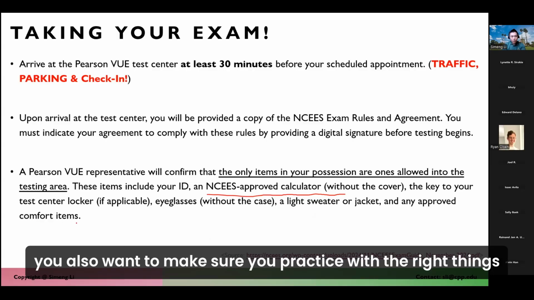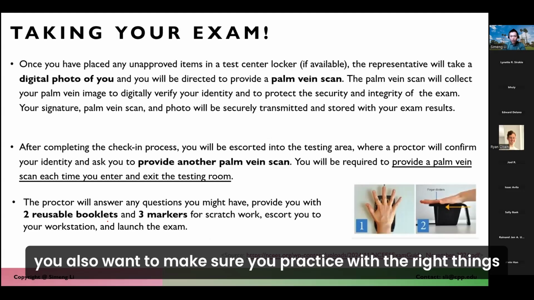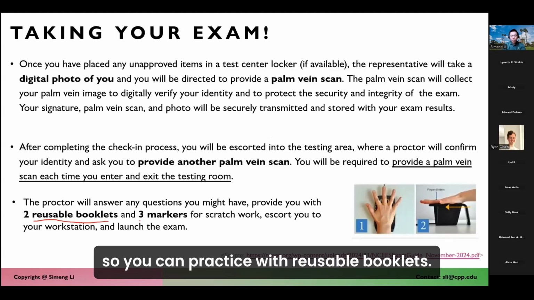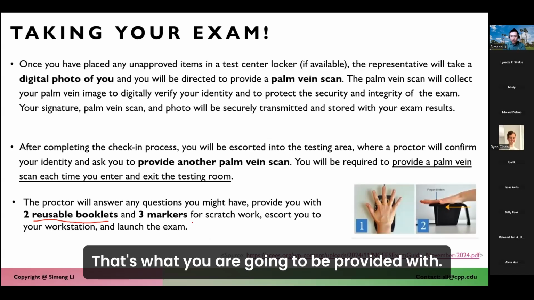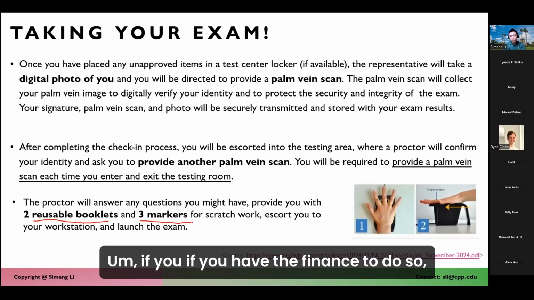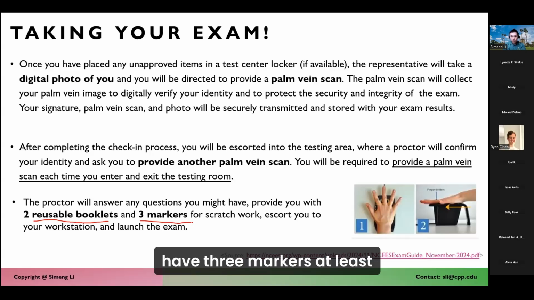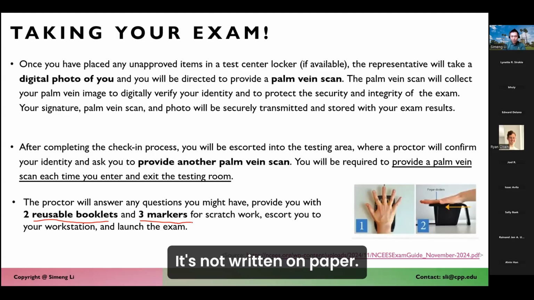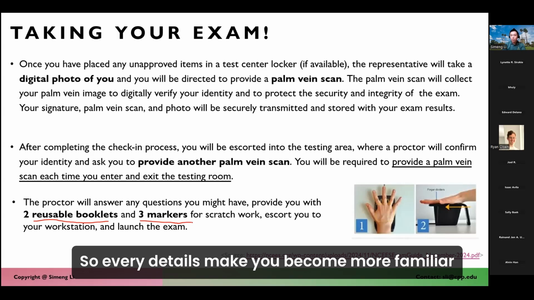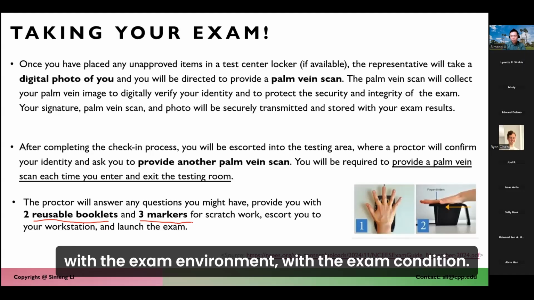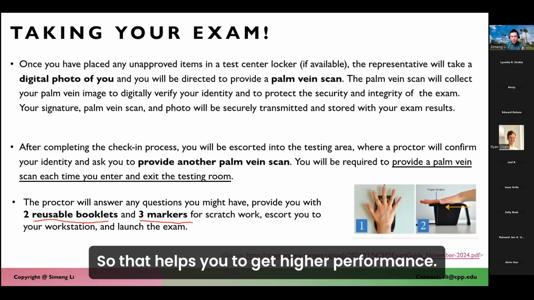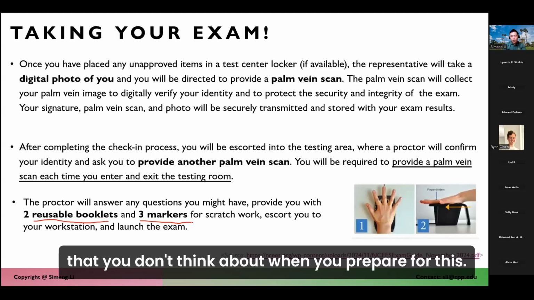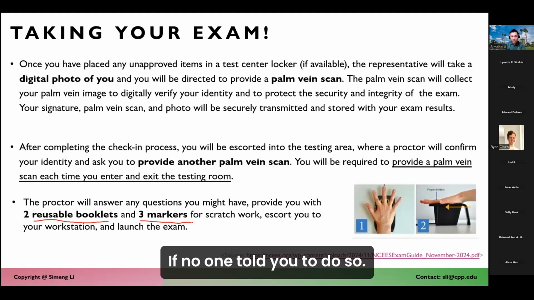Okay, speaking of practice, you also want to make sure you practice with the right things. You can practice with reusable booklets. That's what you're going to be provided with, and a marker. If you have the finances to do so, have at least three markers, and buy a reusable booklet for your practice. It's not written on paper. It's not written with a pencil. Every detail makes you more familiar with the exam environment and the exam conditions. That helps you get higher performance. These are details that you don't think about when you prepare for this FE if no one told you to do so.